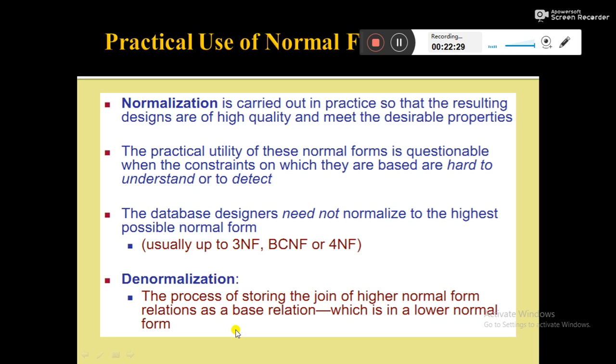The base relation was in one normal form, meaning 1NF, and then we break up the relation into a smaller number of subrelations, and at last the subrelations are in a higher normal form, meaning they may be 3NF, BCNF or 4NF. And in the case of denormalization, the subrelations are in either 3NF, BCNF or 4NF. But in denormalization, what we are doing is combining all these subrelations to get back to the base relation, which is either in 1NF or in any lower normal form.